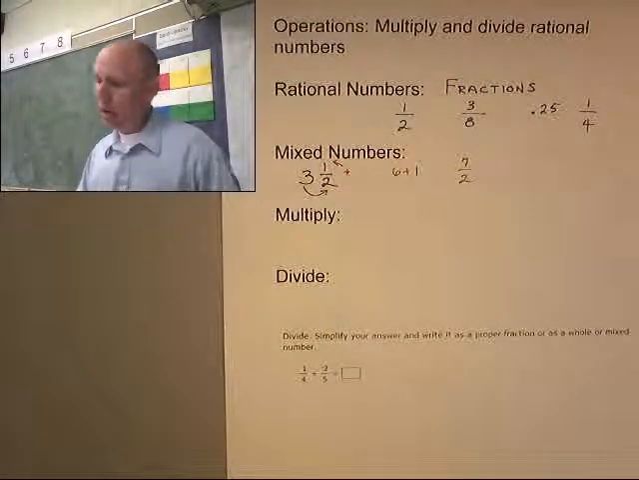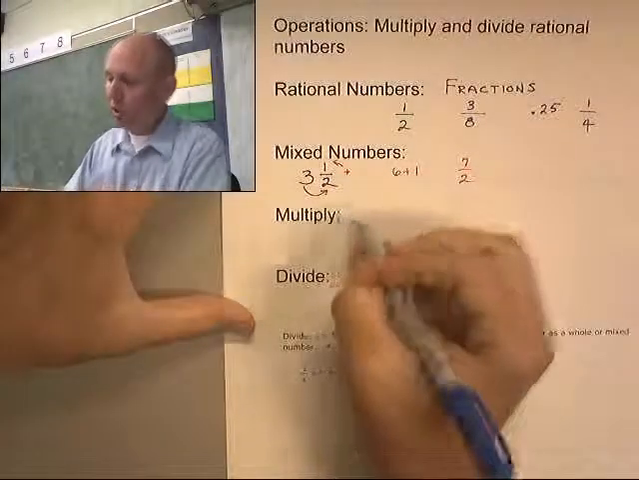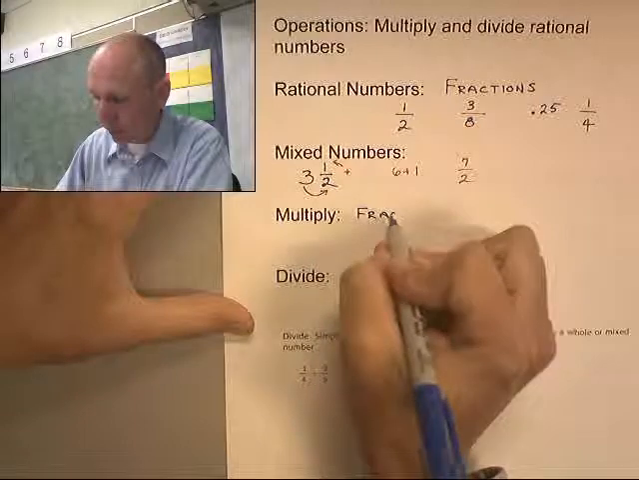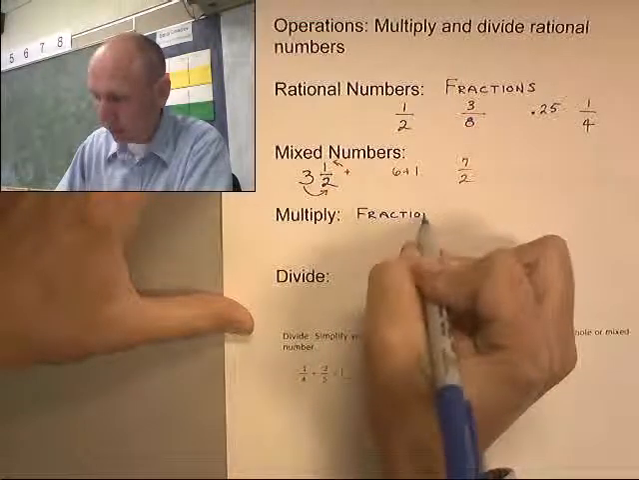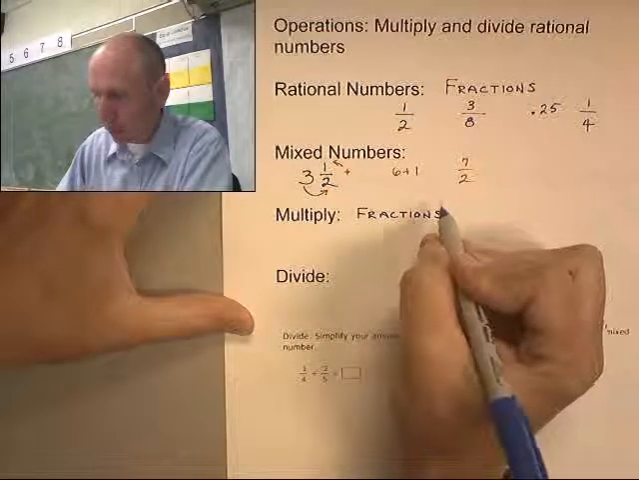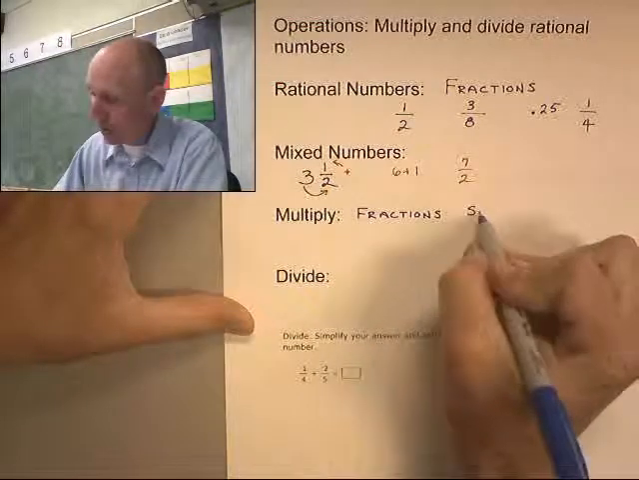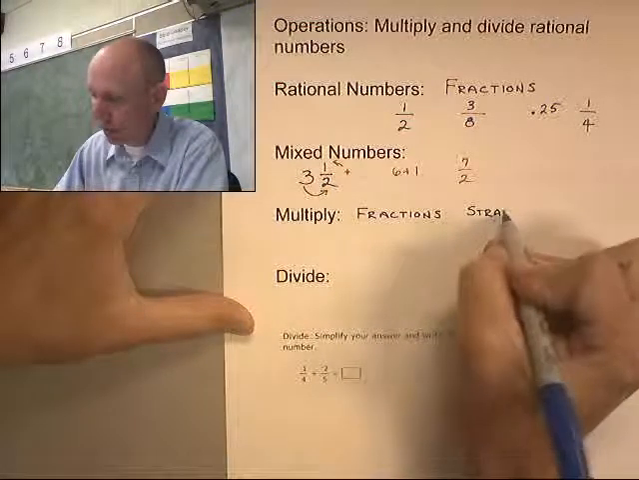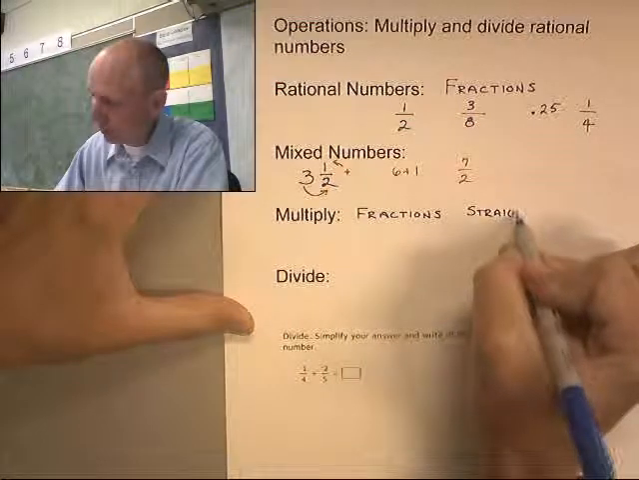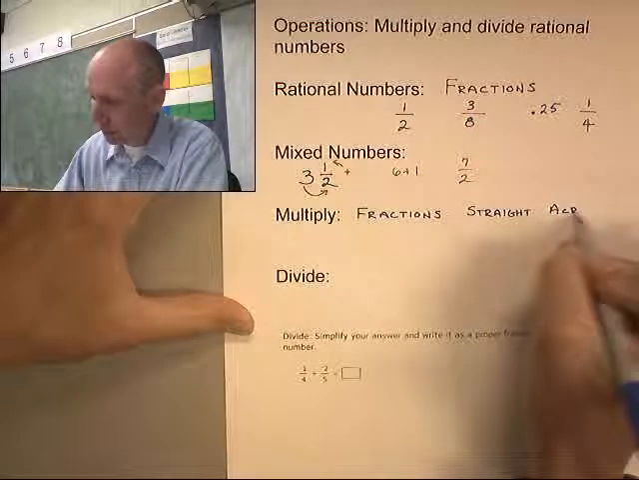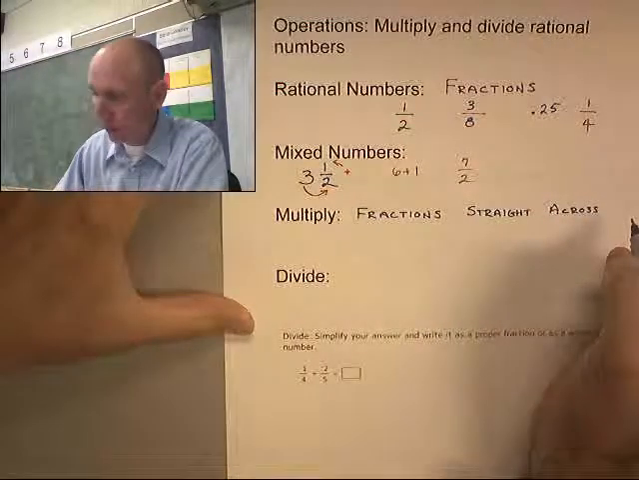Now here are the two ideas that we need to know. To multiply fractions, we're just going to go straight across with it. Multiply fractions straight across.